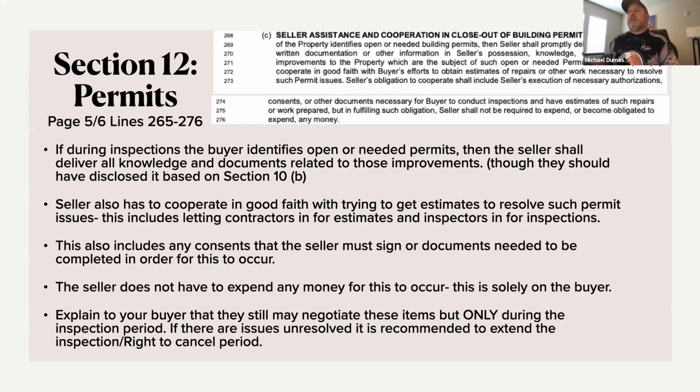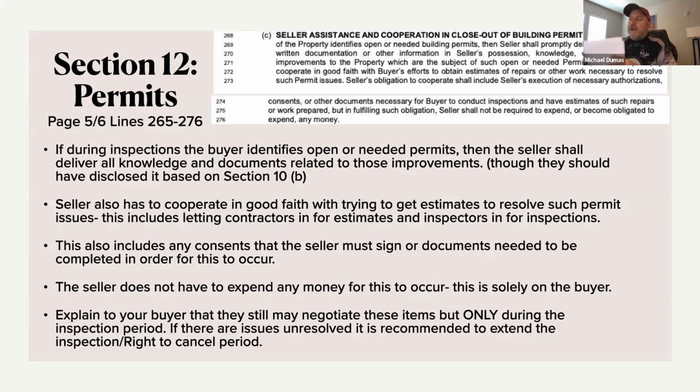The seller also has an obligation to cooperate in good faith with trying to get estimates to resolve such permit issues. This means letting contractors in, building inspectors in. It also includes that they have to sign any forms that the building department may need. Whatever it may be, they have an obligation to help the buyer cure that cause. However, they don't have an obligation to expend any money. It's not to be paid for by the seller. This is a cost solely on the buyer. It's an as-is contract. Very confusing.